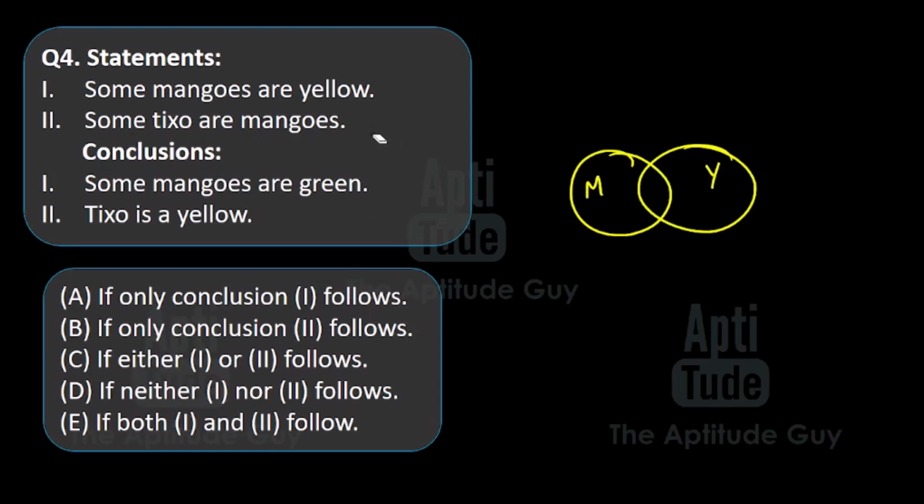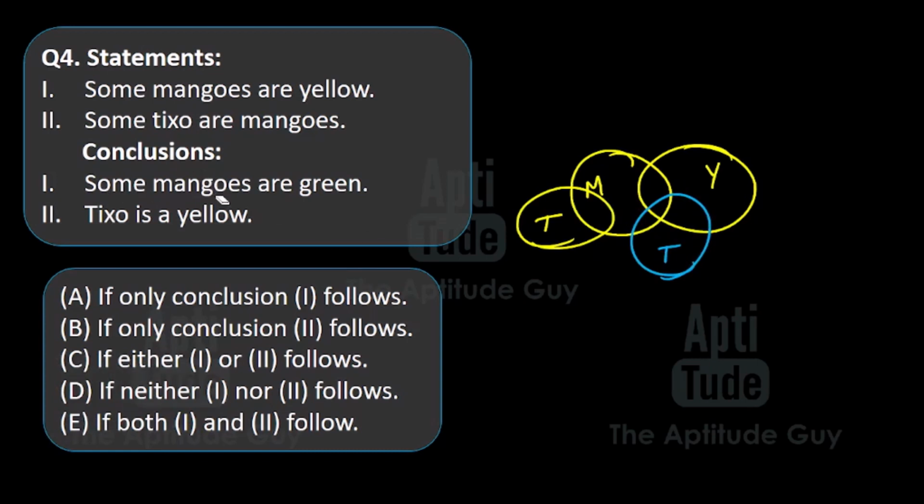Now we have no idea what a ticso is, and it does not really matter. Sometimes in syllogisms you have absolutely nonsensical words which have no meaning at all. But it's okay, we can solve them. Some ticso are mangoes, whatever that means. So this is one possibility. Another possibility is like this. So no relation between ticso and yellow, or some relation between ticso and yellow.